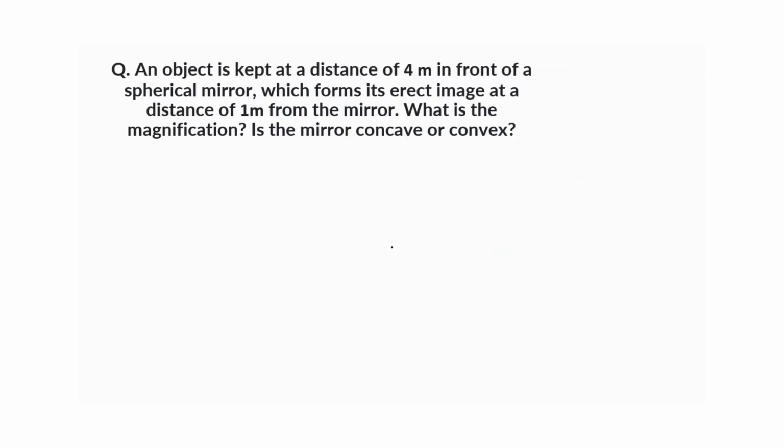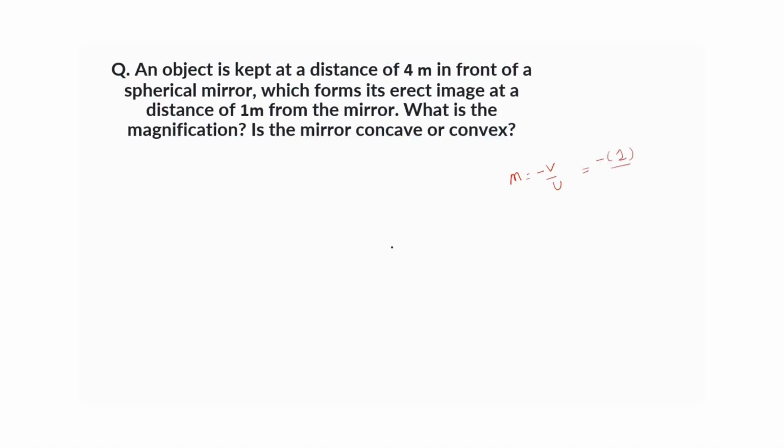Here the question says that an object is kept at a distance of 4 meter in front of a spherical mirror, which forms its erect image at a distance of 1 meter from the mirror, and it wants us to find out the magnification. So the formula we are going to use is magnification equals minus v upon u. We know that v is given as 1 meter from the mirror, that means on the right side of the mirror, so it is going to be minus 1.